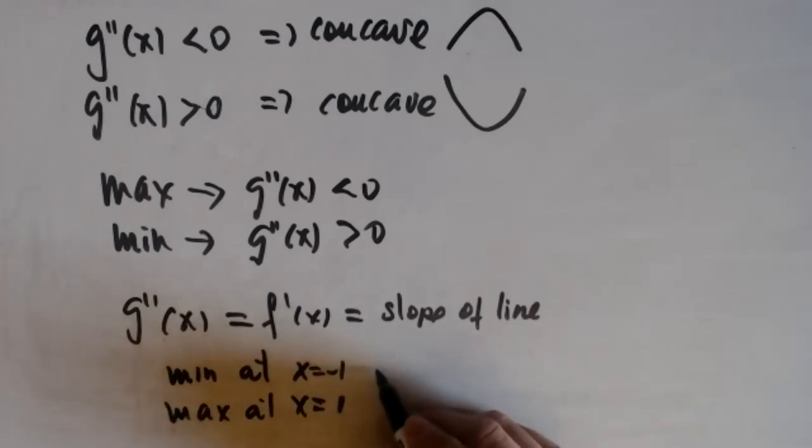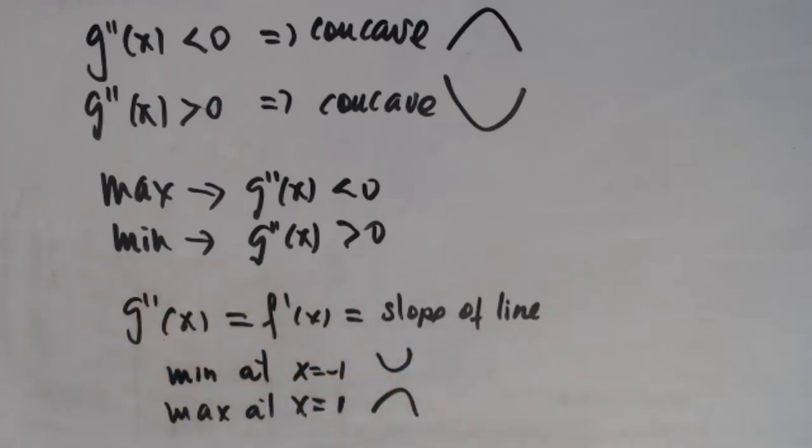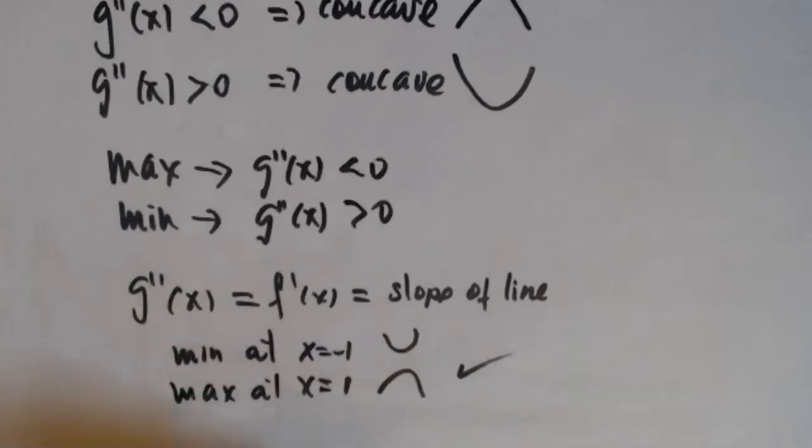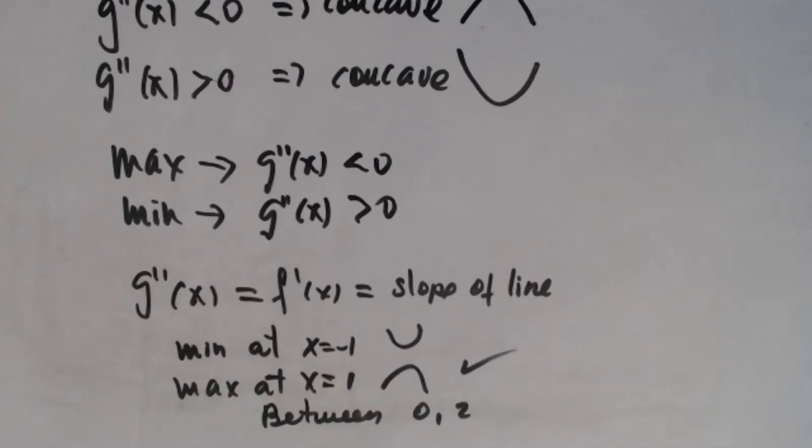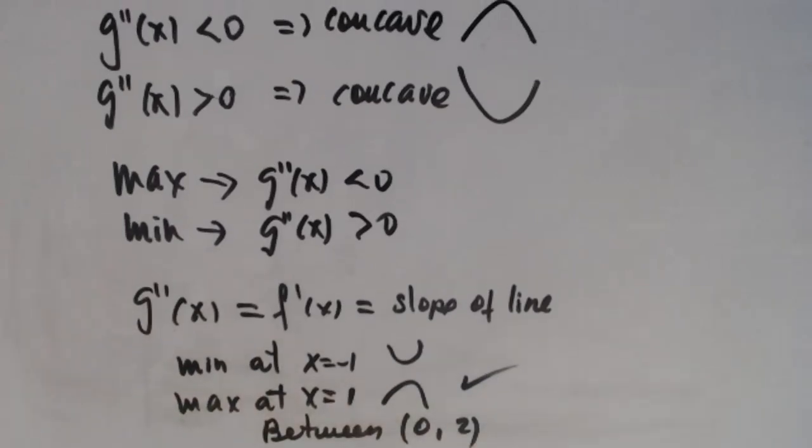Here it is concave up and here it is concave down, correct? So it's between 0 and 2, correct? In 0 and 2. So is the reasoning clear? Concave up, concave down, second derivative, right? Yep. Okay.